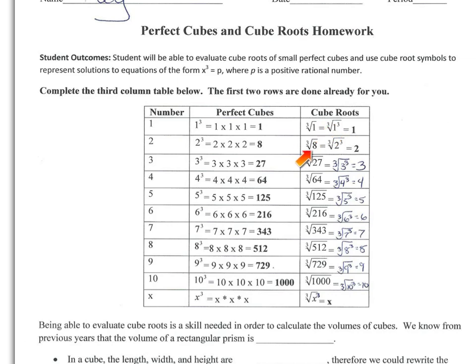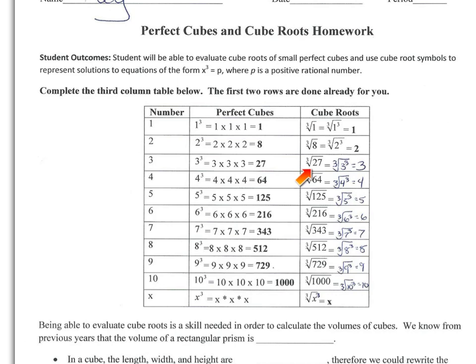The cube root of 8. Well, that's the same if I rewrite it as the cube root of 2 cubed. Remember, 8 is equivalent to 2 cubed, which is just a 2. And from here is where you'll have to fill in the rest. And I have it done for you already. Just follow along and fill in as we go.